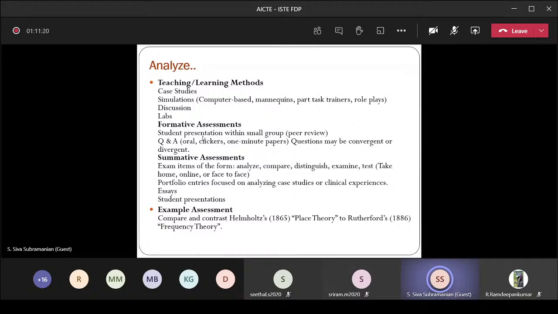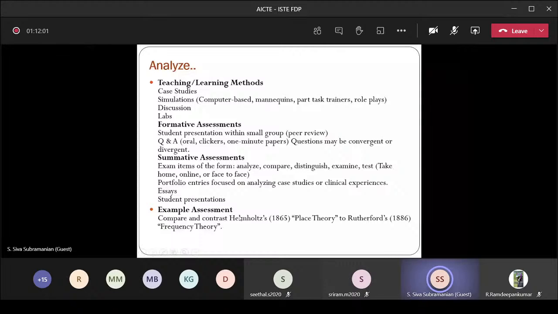So as much as possible, we need to make sure that it is a small group or a big group, but it should not be individuals, right? On the summative part, the question goes like analyze, compare, distinguish, right? So look at the question: compare and contrast Helmholtz's place theory to Rutherford's frequency theory, right? Both theories you need to compare and contrast. So for this question, they have to first understand what this theory speaks, what that theory speaks, and then they have to apply their minds, and they should compare and contrast, right? So that is the skill of analysis.